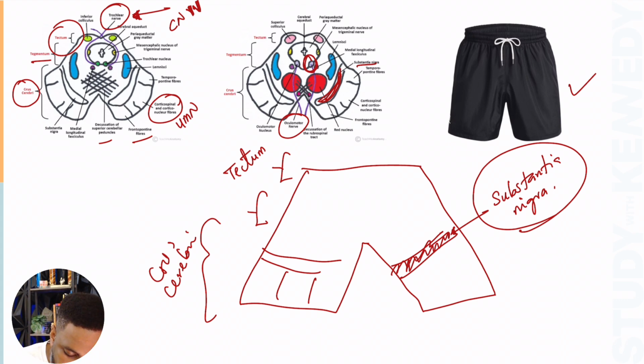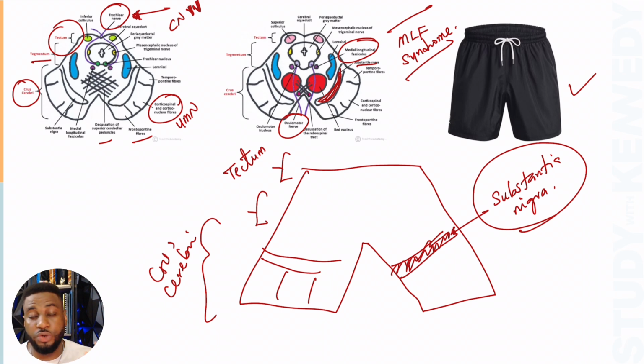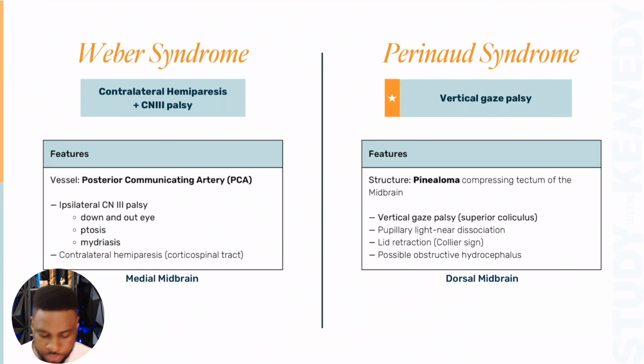In the medial part of the midbrain, you see, we also have your medial longitudinal fasciculus, MLF. I hope you remember your MLF syndrome, medial longitudinal fasciculus syndrome with horizontal gaze palsy. Multiple sclerosis, you remember that. All right. The first syndrome we are going to look at will be Weber's syndrome. Weber's syndrome is medial midbrain syndrome. Weber's syndrome or medial midbrain syndrome is as a result of damage to the posterior communicating artery.